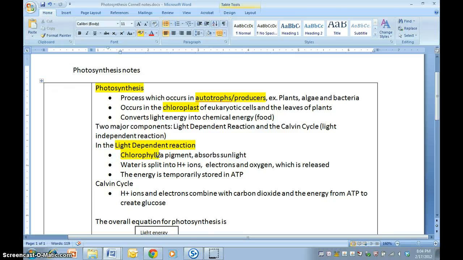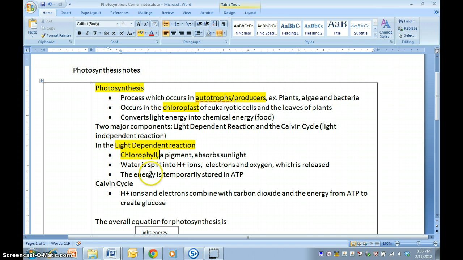Okay, so chlorophyll is a pigment. It's especially good at absorbing red and blue light, and it reflects the green light, which is why it looks green. That's why plants look green, because chlorophyll reflects the green light. So it absorbs the red and the blue, reflects the green. Number two, the water got split into hydrogen ions, its electrons, and the oxygen, which got released. So the oxygen from this reaction gets released, and that's what we breathe.